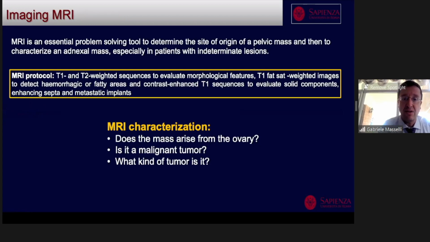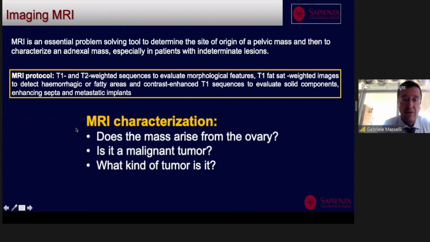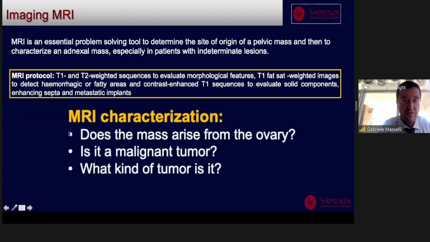MRI is a better modality in comparison to ultrasound for the characterization, and is used as a problem-solving tool to establish the correct origin of the mass, to differentiate ovarian from extra-ovarian lesions, and to characterize the lesions, especially after ultrasound. With MRI, we have to answer these questions. The first, does the lesion arise from the ovary? Second, is it a malignant tumor? And what kind of tumor is it?